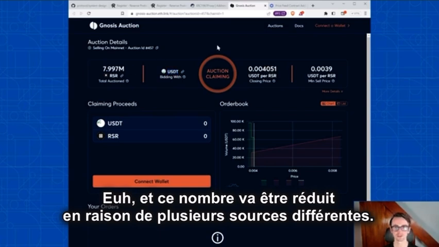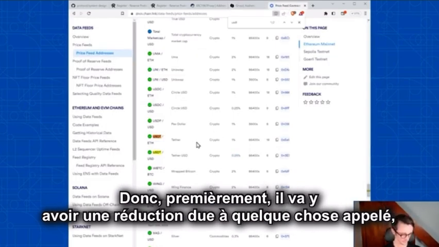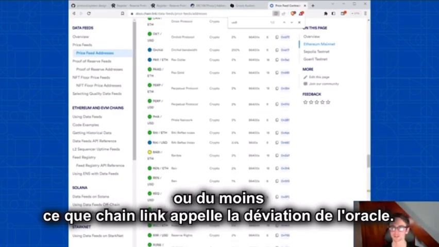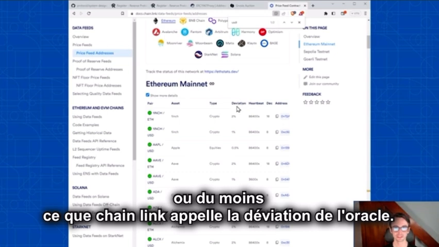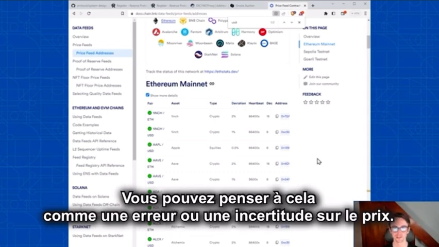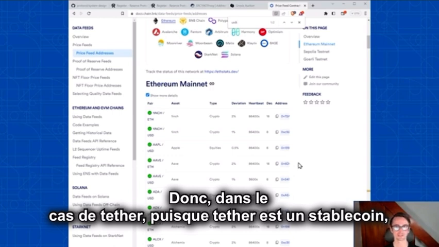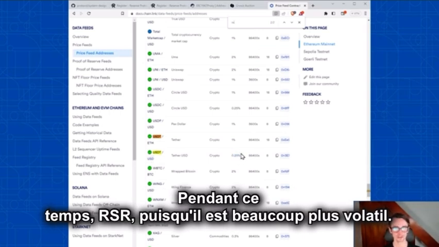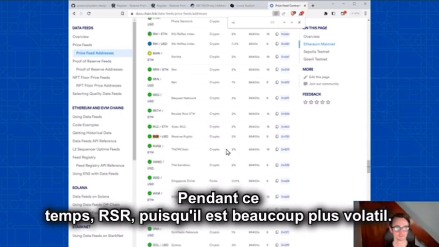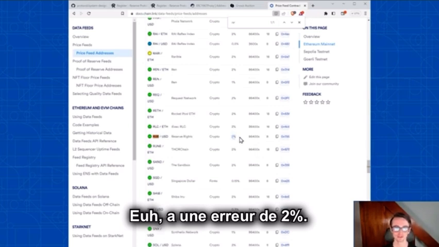And this number is going to be discounted due to a couple different sources. So one, it's going to be discounted due to something called, or at least what Chainlink calls, the Oracle deviation, right? You can think of this as an error or uncertainty on the price. So in Tether's case, since Tether is a stablecoin, you can see that the USDT-USD Oracle has a small error of 0.25%. Meanwhile, RSR, since it's much more volatile, has an error of 2%.